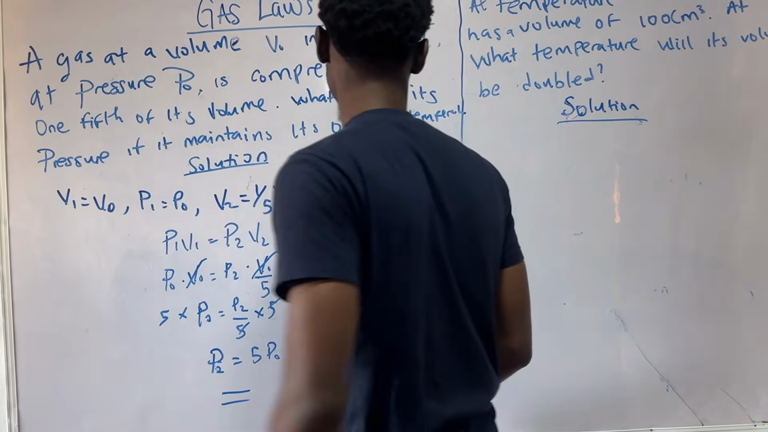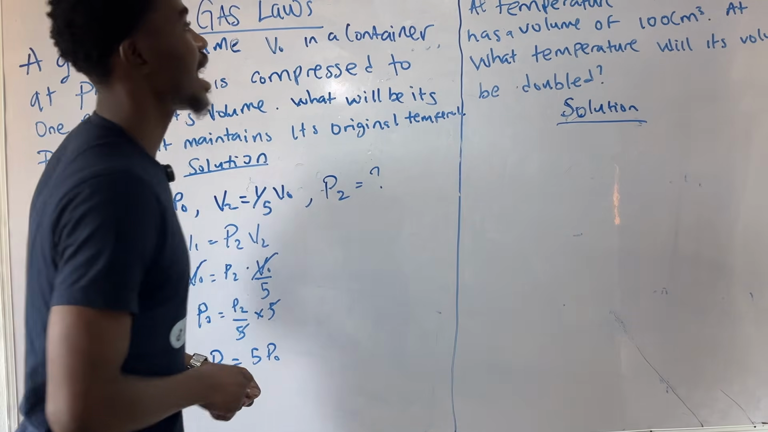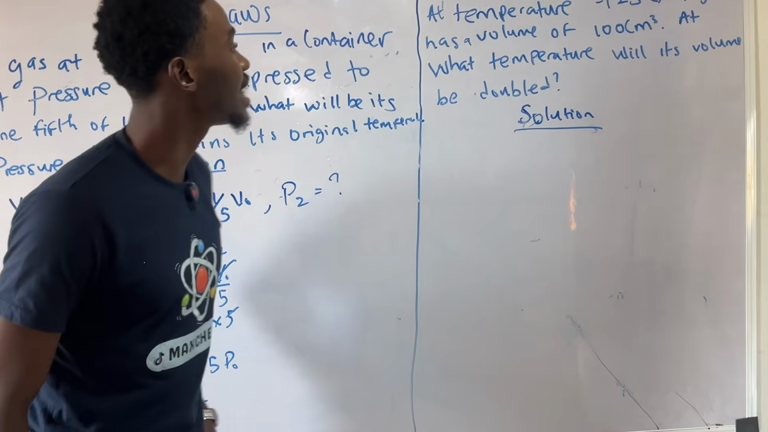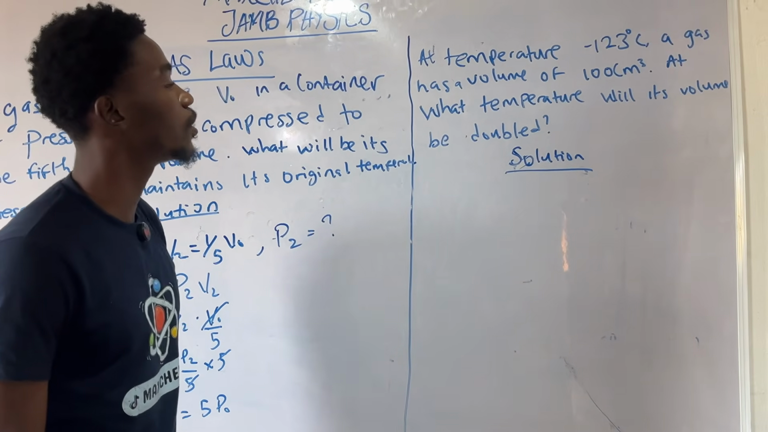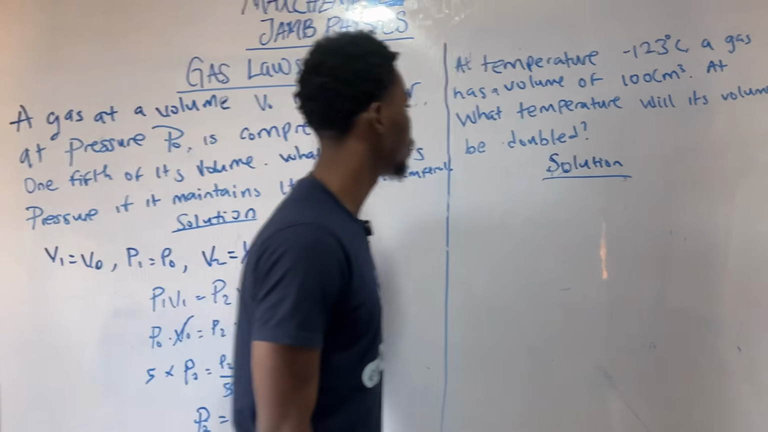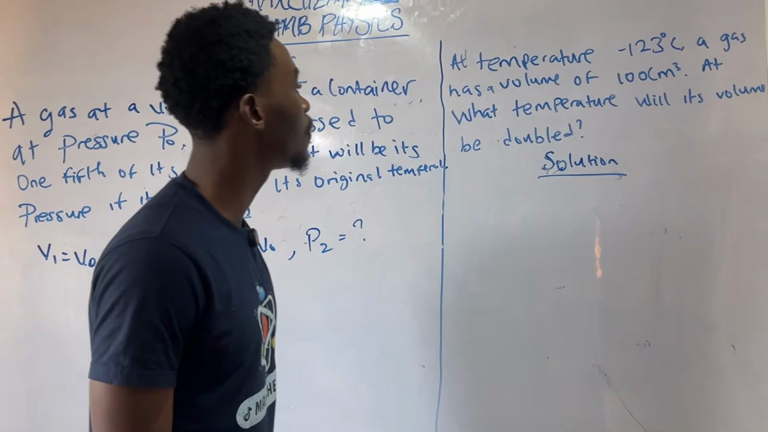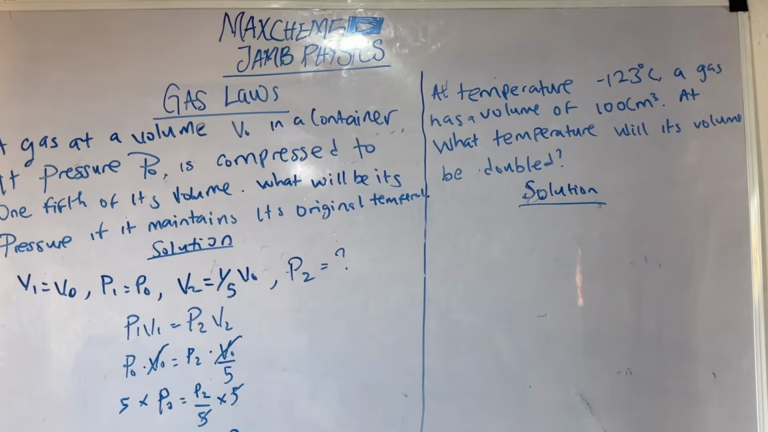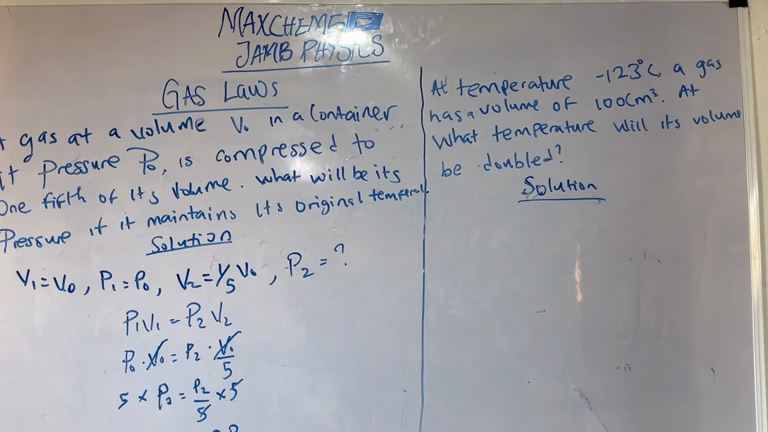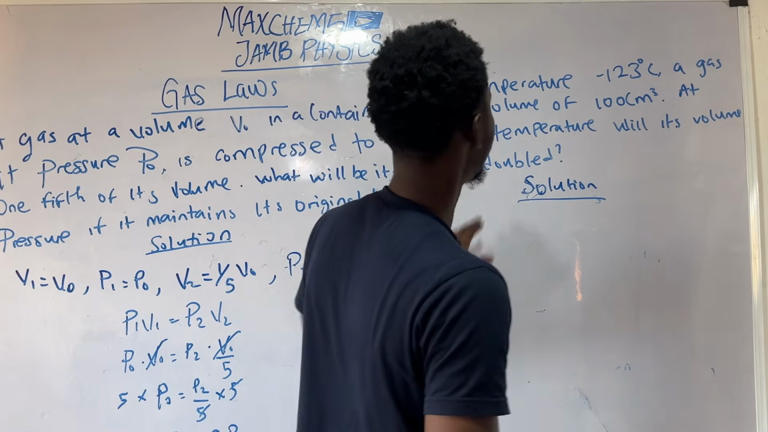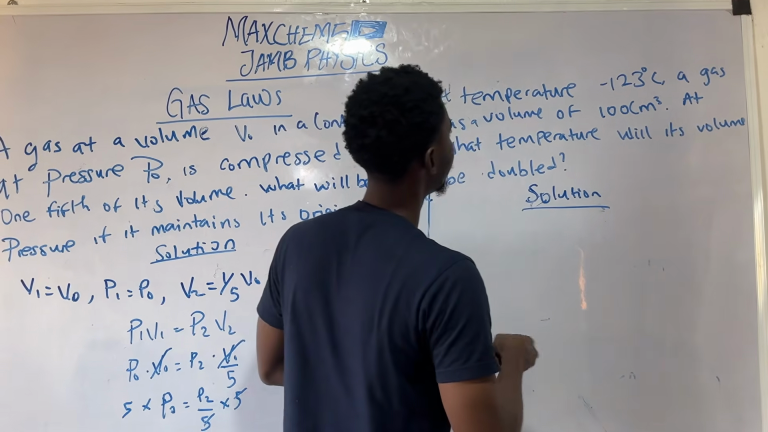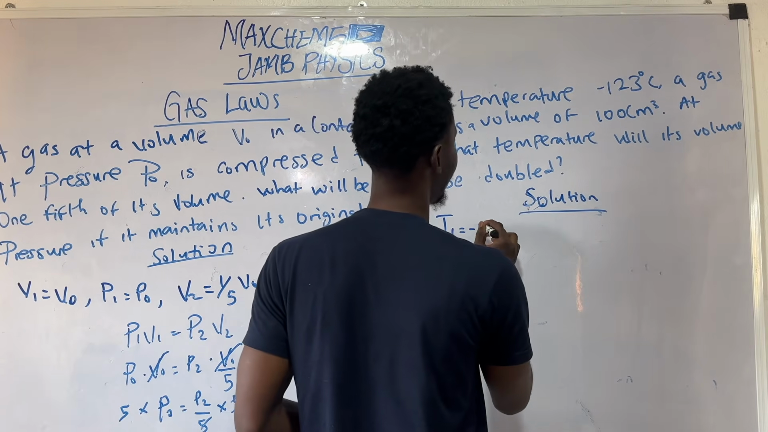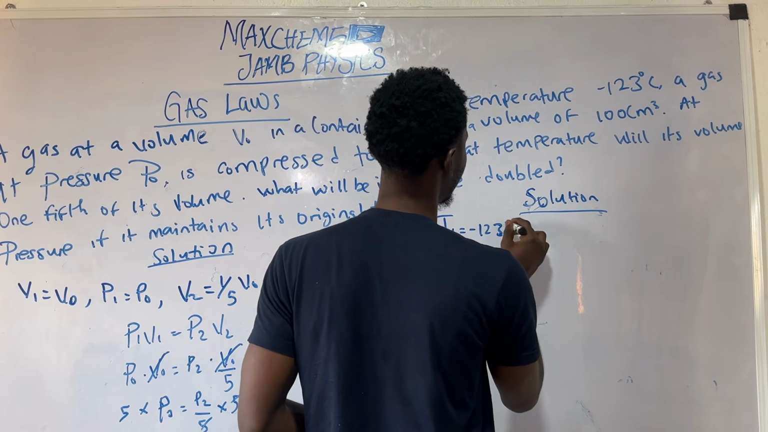The next question here says, at a temperature of -123 degrees Celsius, a gas has a volume of 100 centimeter cube. At what temperature will its volume be doubled? Let me grab my calculator. So, the temperature here for the gas is T1, -123 degrees Celsius.